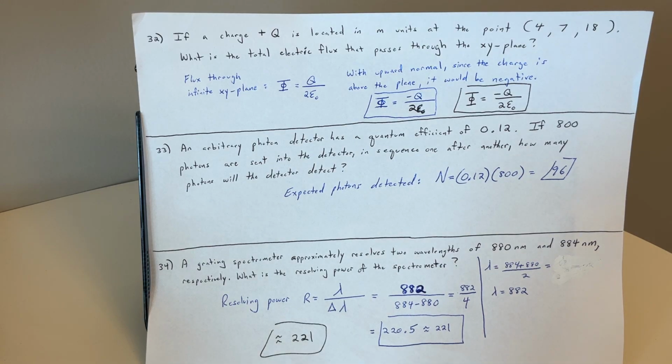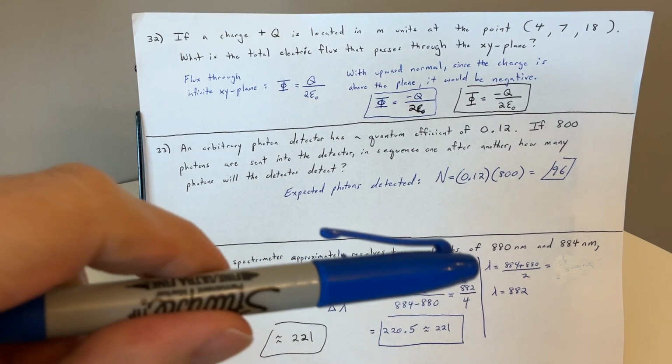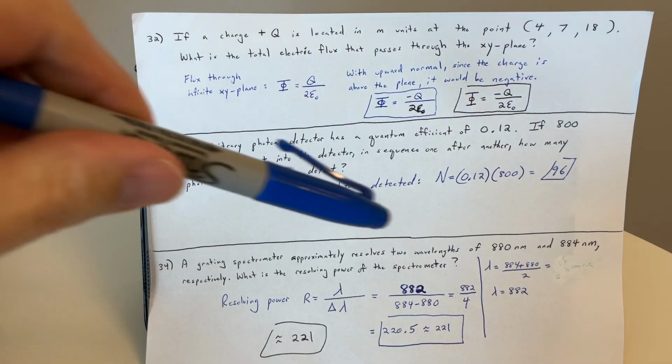34, a grating spectrometer approximately resolves two wavelengths of 880 nanometers and 884 nanometers, respectively. What is the resolving power of the spectrometer? So resolving power is going to be R equals lambda over the change in lambda. To get lambda, we take the average of the two quantities given of those wavelengths.